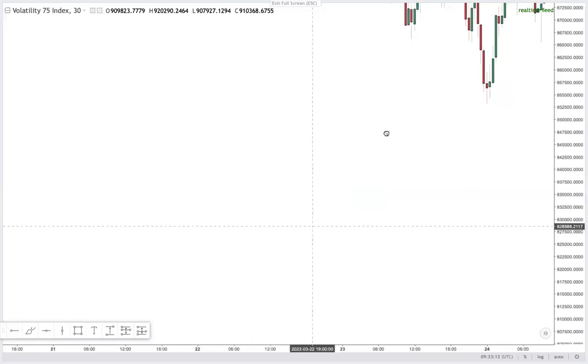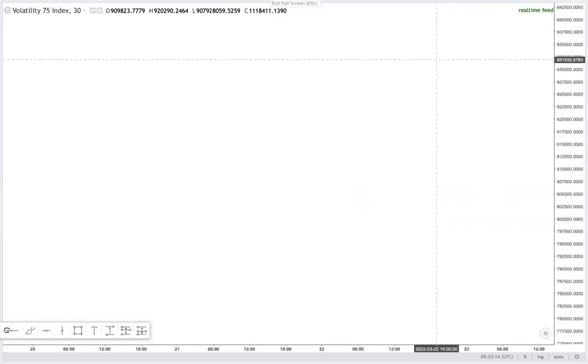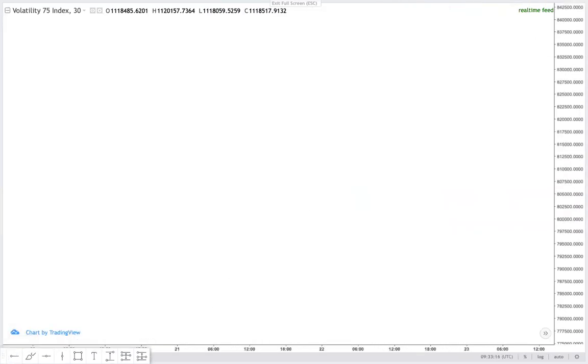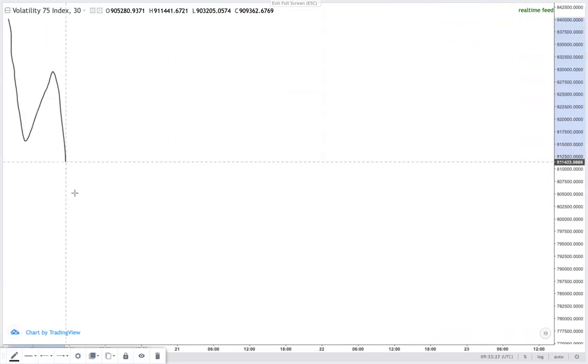Our next structure we are going to learn is called the new invalidation. The new invalidation somehow looks like the normal invalidation. So let's say we have a downtrend.